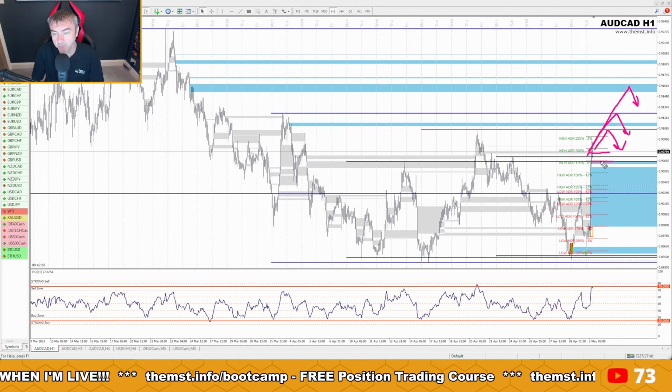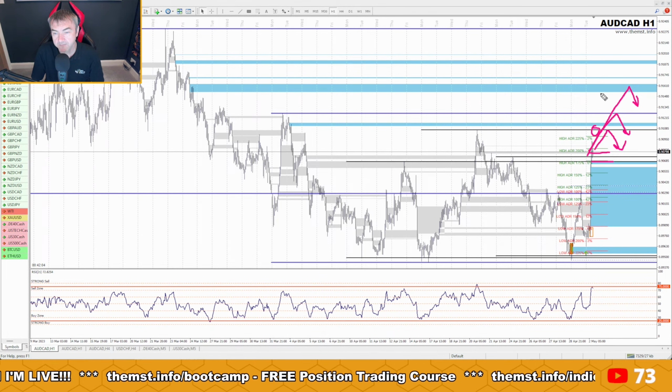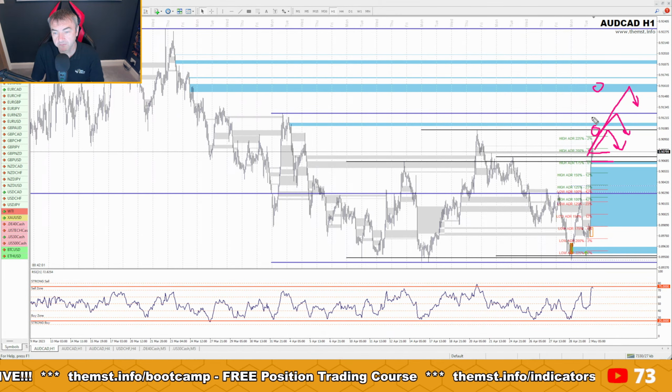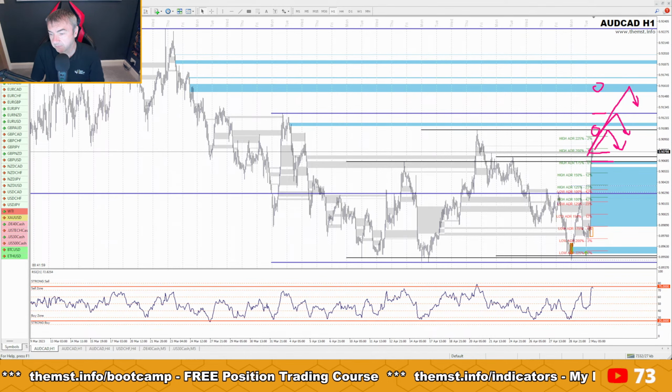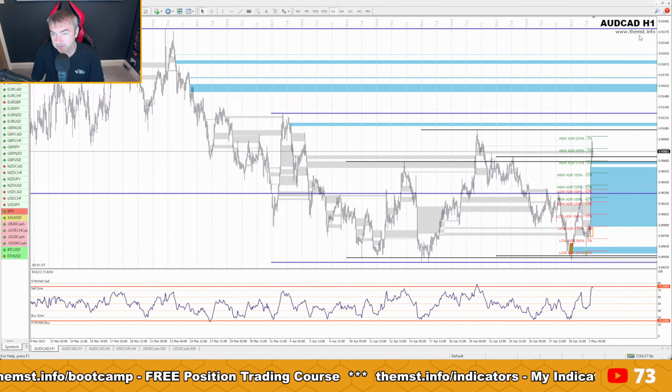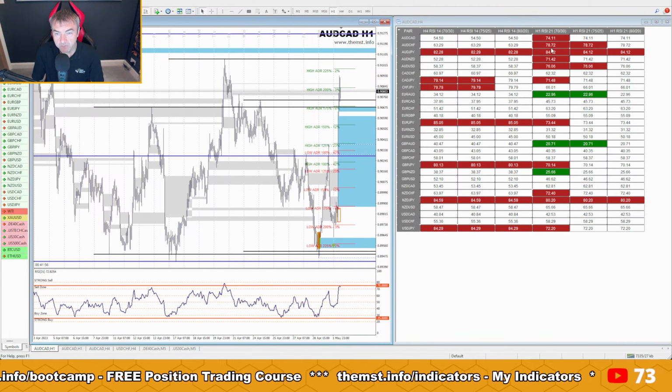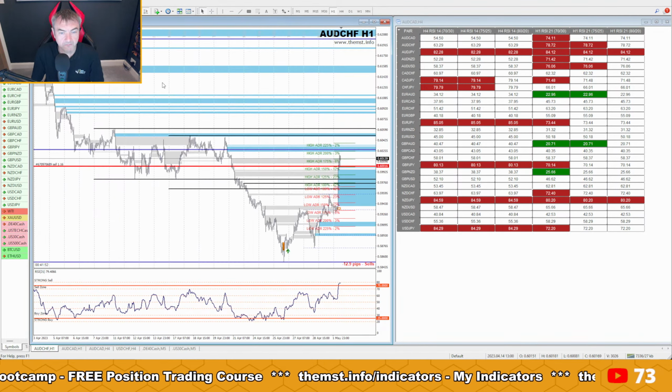If you take one there and it doesn't work out, maybe get one in there and then wait until you get up to there for your third. Otherwise, you're going to have way too many trades on. So good short opportunity on the Aussie dollar CAD. Aussie dollar Swiss, again, same thing.